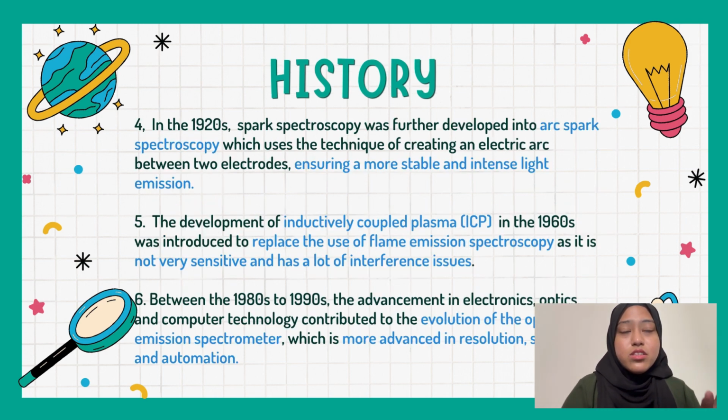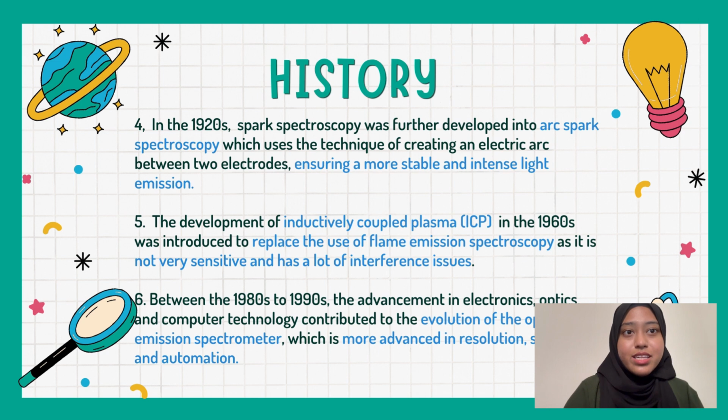Moving on, in the 1920s, spark spectroscopy was further developed into arc spark spectroscopy, which uses two electrodes, ensuring a more stable and intense light emission. The development of ICP in the 1960s was introduced to replace the use of flame emission spectroscopy, as it was not very sensitive and had a lot of interference issues.